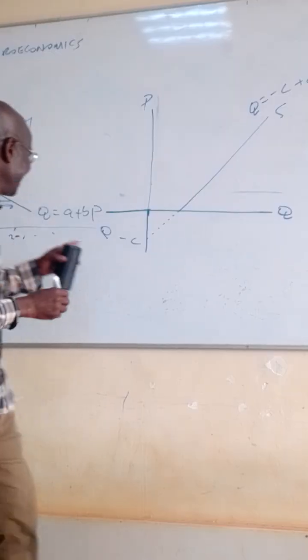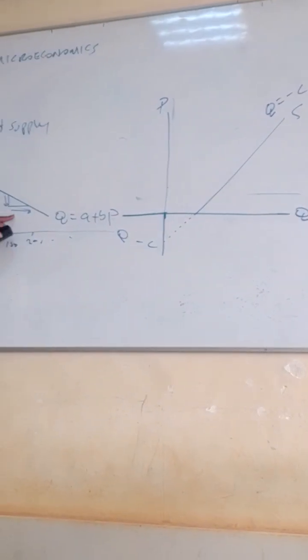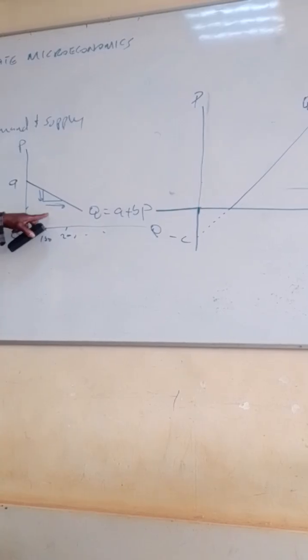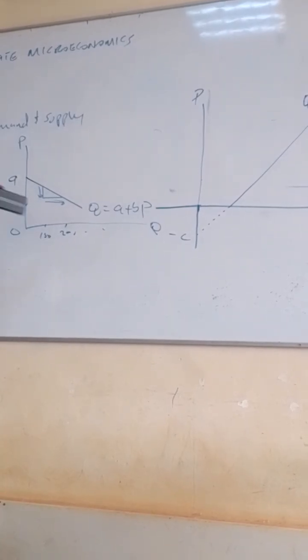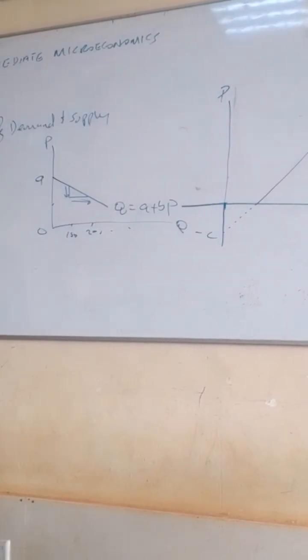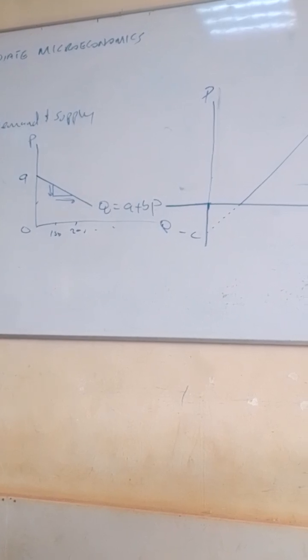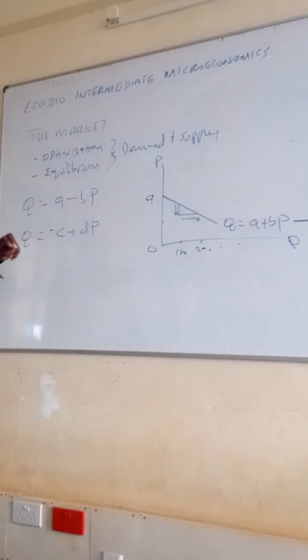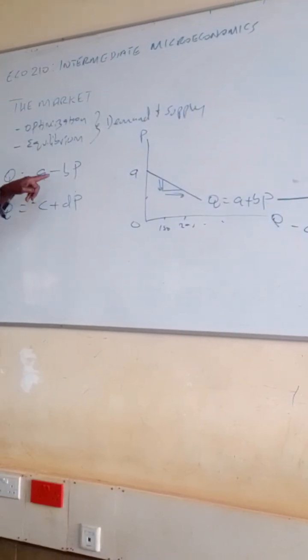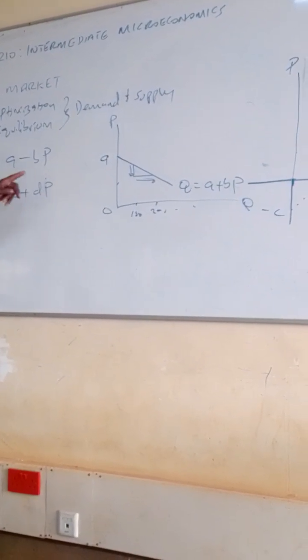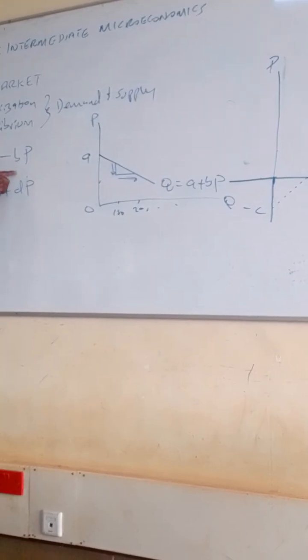So this one here was the B, right? This one here was the B, right? But I'm seeing some issues. Sometimes when you draw them, then you see the reality, right? Please change this. Q is equal to A minus B P, right? Minus BP. This negative B is the slope, right?